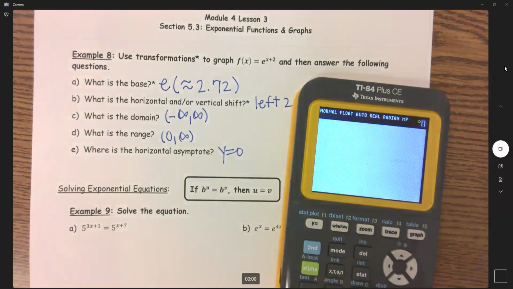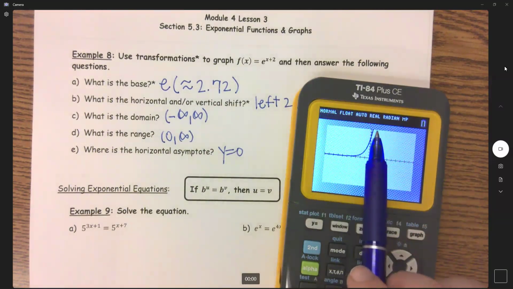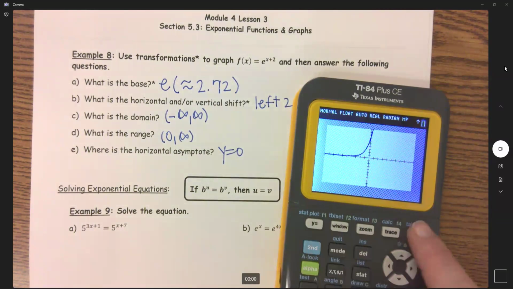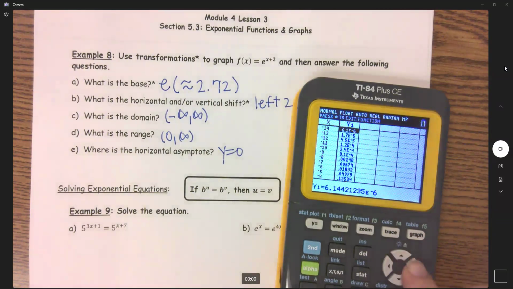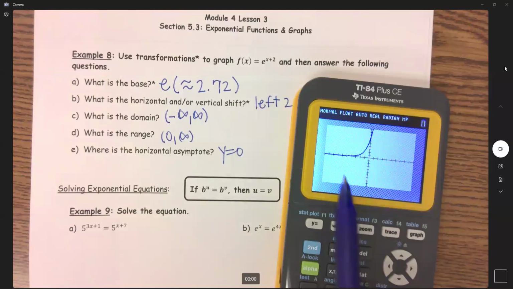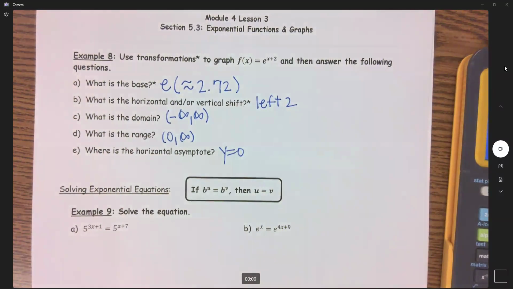And if I go to the table, well, so first you've got negative infinity to infinity for the domain, and then the range, if you go far enough, it's going to go to scientific notation because that is really, really close to 0. And you can see it's on that line right there. So 0 to infinity and y equals 0.